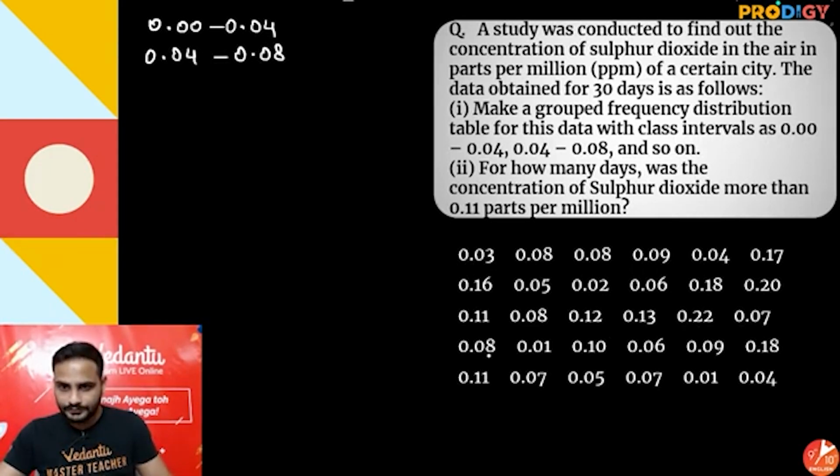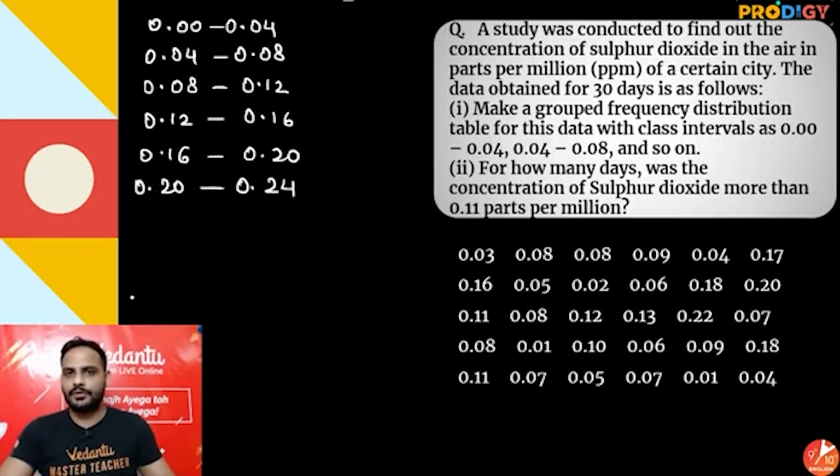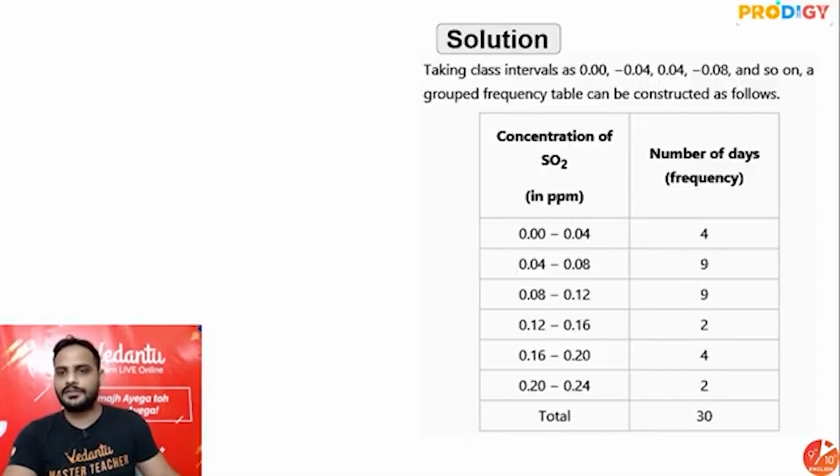0.22. 0.22 is the highest value. So then you have to go 0.08 to 0.12, then 0.12 to 0.16, 0.16 to 0.20 and 0.20 to 0.24. So the highest will be coming over here as well. Then count. Remember, the upper class limit is not included. They will not be included in this one.